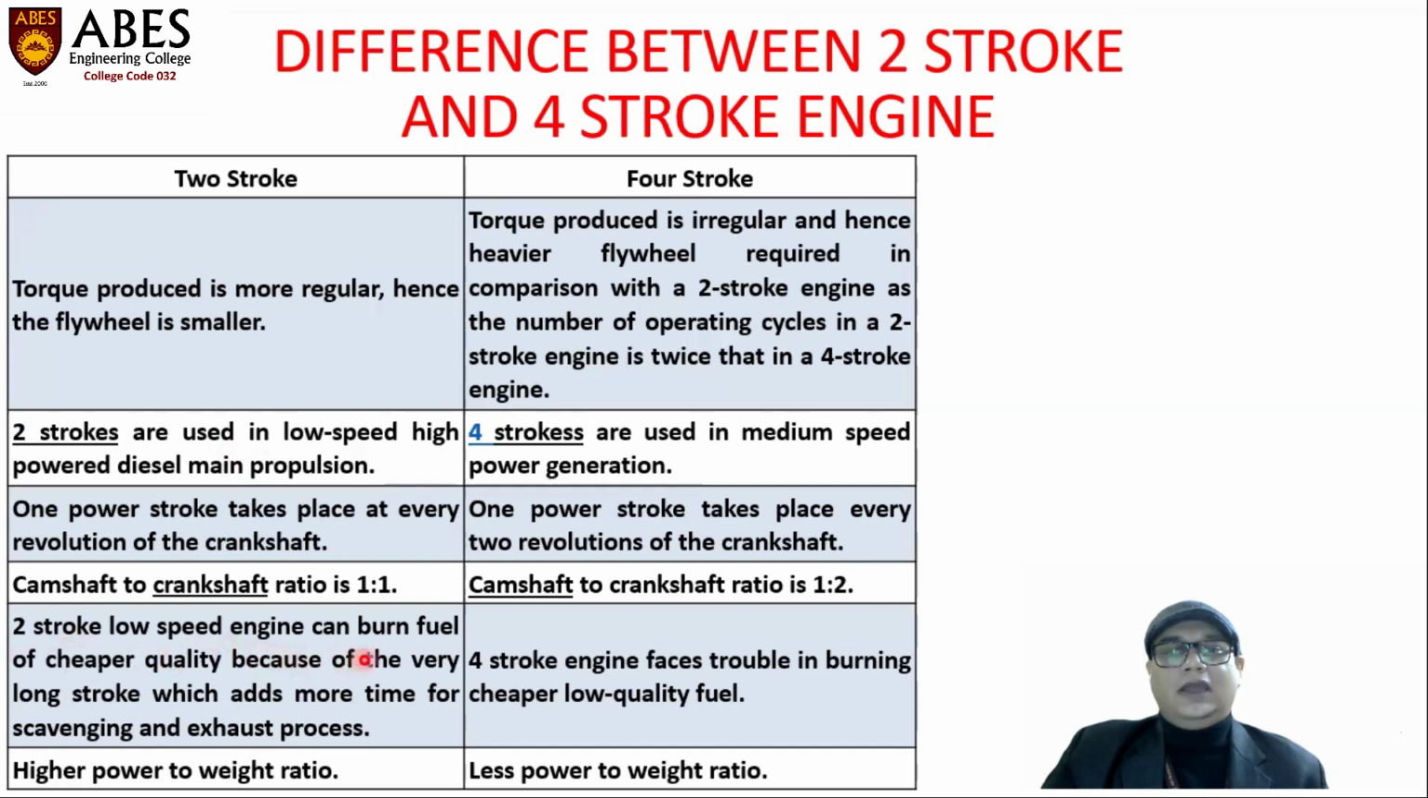Two-stroke low-speed engine can burn fuel of cheaper quality because of the very long stroke, which adds more time to scavenging and exhaust process. Four-stroke engine faces trouble in burning cheaper low-quality fuel, so they need a better quality fuel. Higher power to weight ratio in case of two-stroke engine, while less power to weight ratio in case of four-stroke engine.